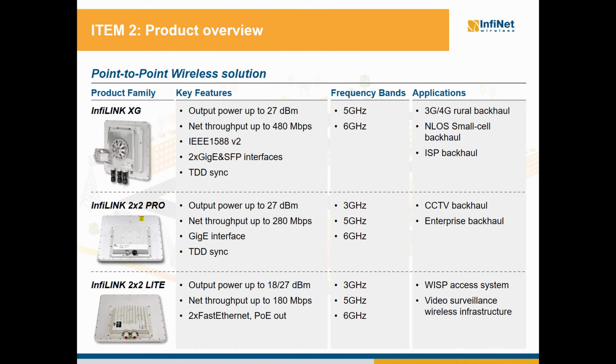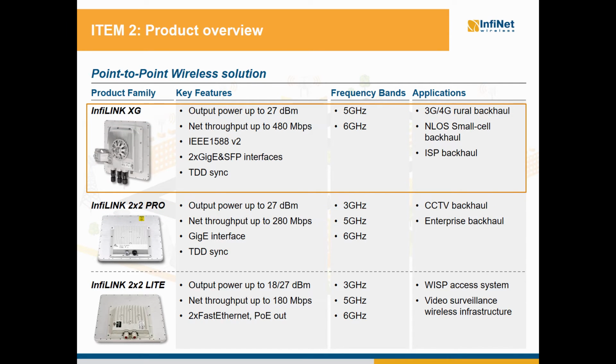Now that we understand which are the backhauling applications and what are their specific requirements, we can proceed and review the Infinet products and their vast set of features and functionalities. We begin with the point-to-point solutions that offer capacities of up to 480 megabits per second and can be implemented over distances of up to 100 kilometers using high-gain antennas. The product family includes three solutions for point-to-point connectivity.